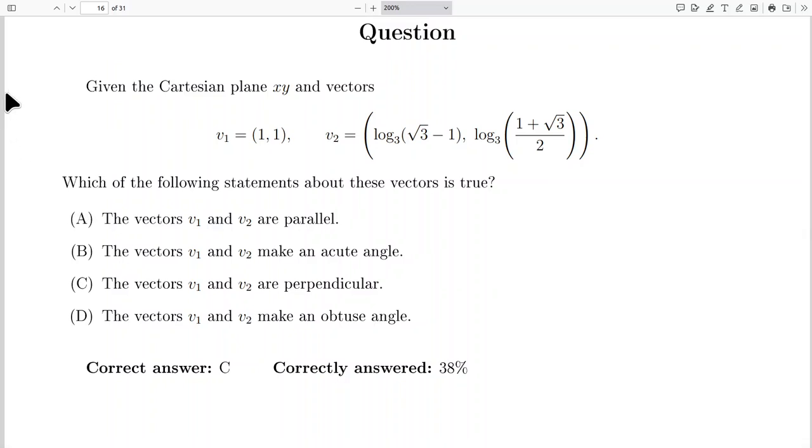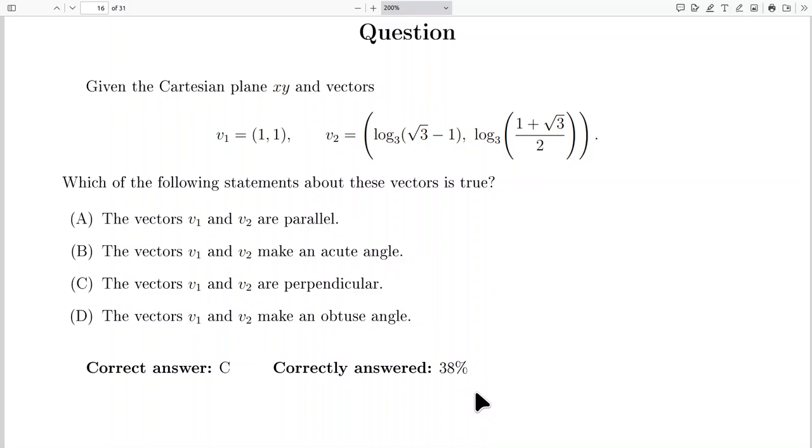Here we have a nice question about 2D geometry and logarithms. It's an entrance question for the entrance exam for engineers, mathematicians and physicists in 2 Flemish universities. You can see that only 38% has answered this one correctly.